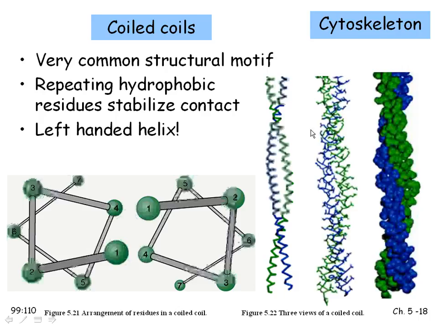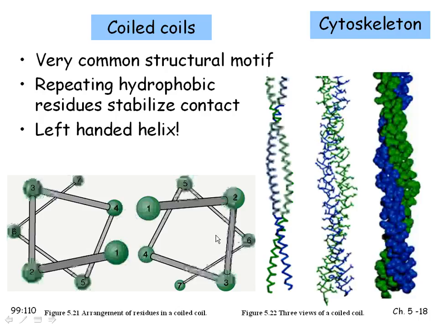It's the predominant form of interaction in the intermediate filaments, but it's common in many settings. So for instance, the tails of both myosin and kinesin are coiled coils. We're going to see that transcription factors often have coiled coils. It's a motif that shows up in many contexts, not just structural proteins.